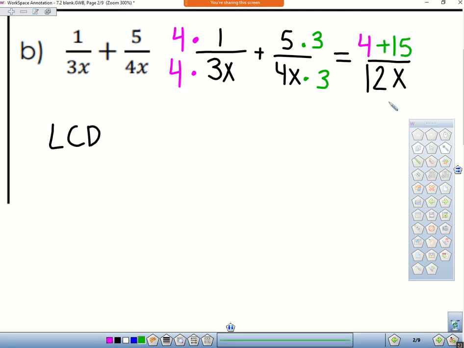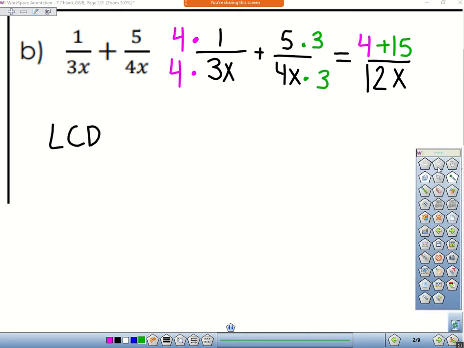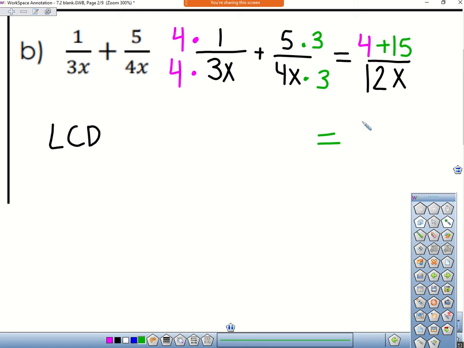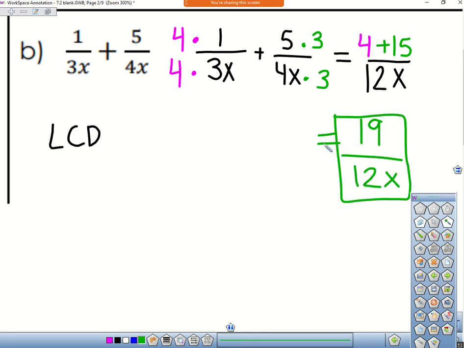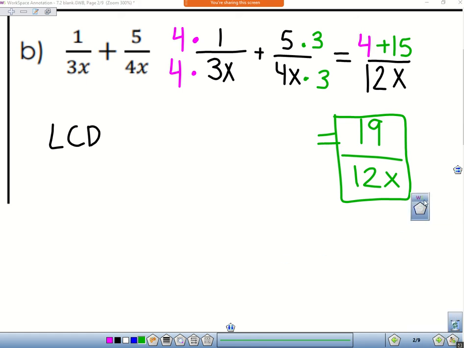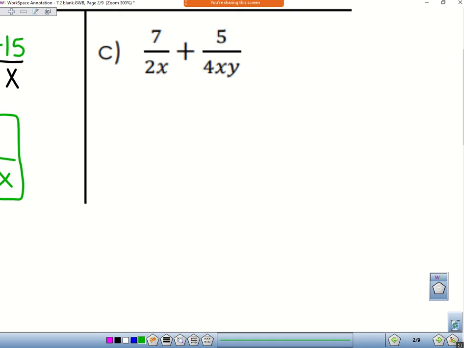15. So now we have a common denominator, and we have two single numbers on the top, just numbers. So what can we do lastly here? Which gives us over 12x. And that's as simplified as it can be, right? So you're starting to remember these concepts a little bit? Okay. We're going to need to kind of rely on these as we go through the lesson. All right. Moving on to C.